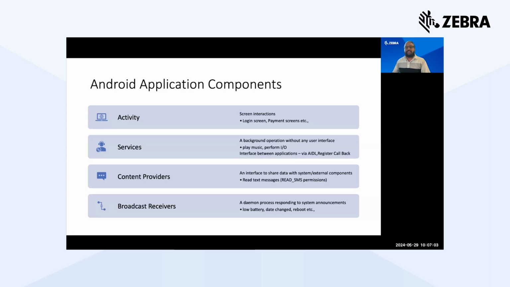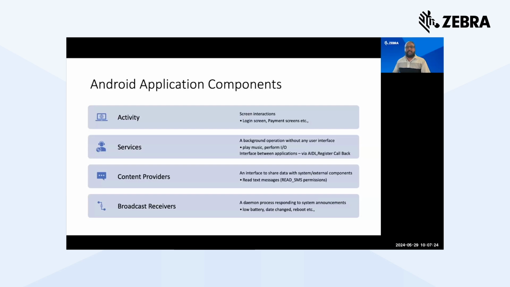Examples include a music player service, which runs in the background while you are using an application. There are multiple types of services, local and remote. And interactions with the service mainly use AIDL interfaces or a callback.